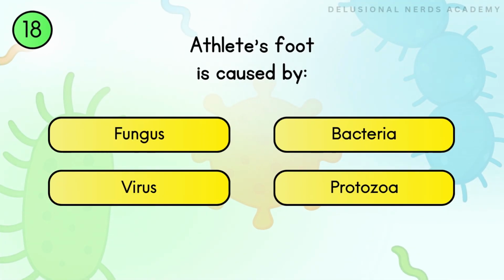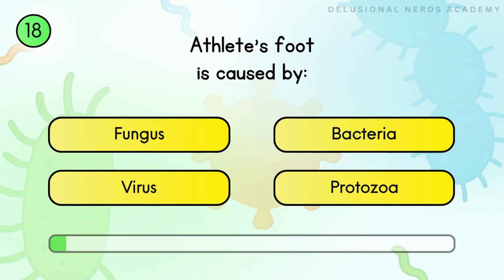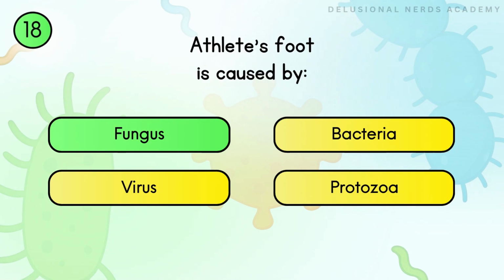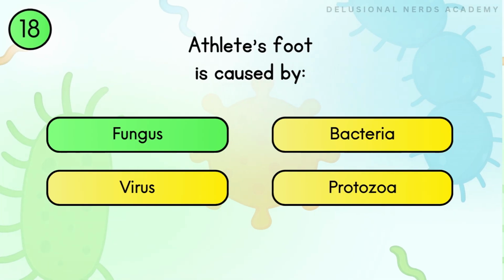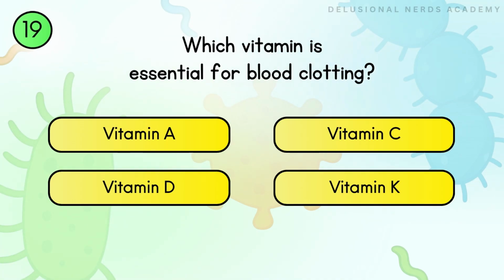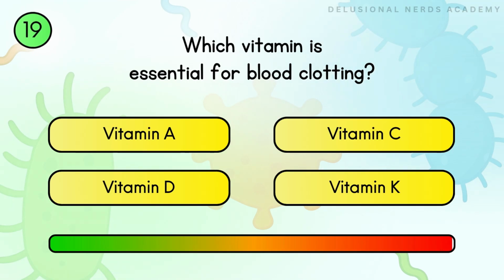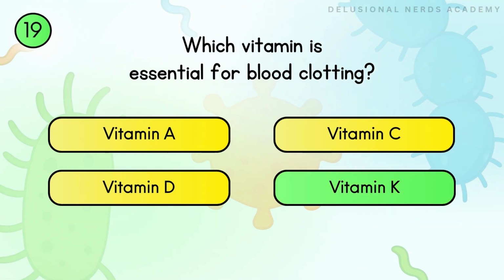Athlete's foot is caused by? Athlete's foot is a fungal infection of the skin. Which vitamin is essential for blood clotting? Vitamin K is the one that helps in blood clotting.